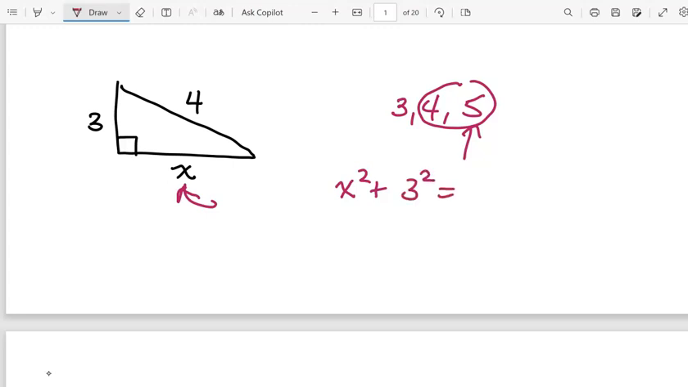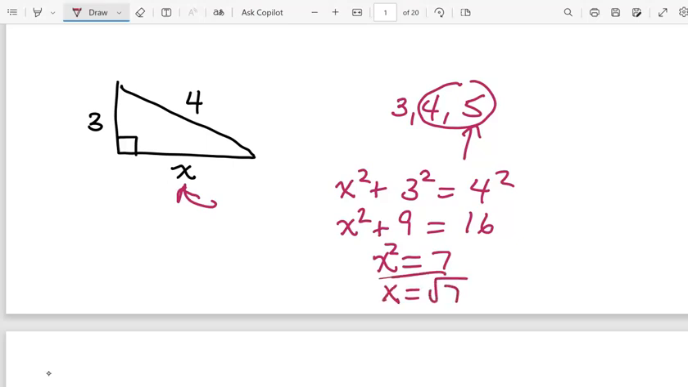X squared plus 3 squared is equal to 4 squared. And that would give us x squared plus 9 is equal to 16. Subtracting 9, x squared must be 7, and x will be equal to the square root of 7. So we have to use Pythagorean theorem in that case. So beware of that. Remember that we've got to have the longest side be the hypotenuse.